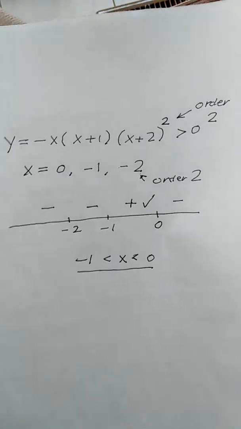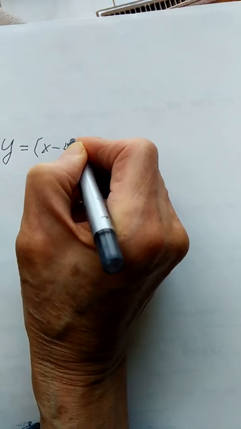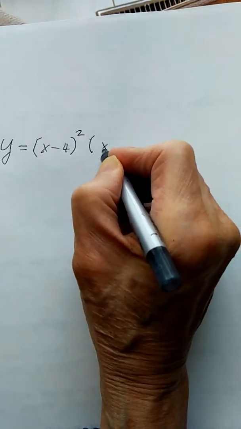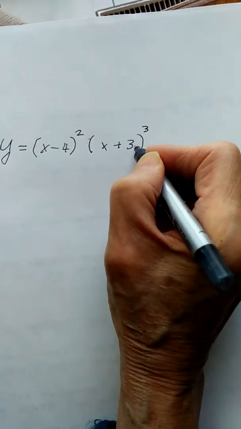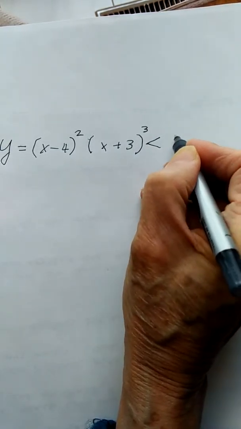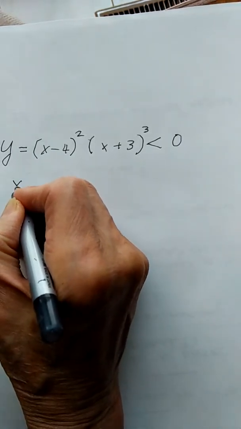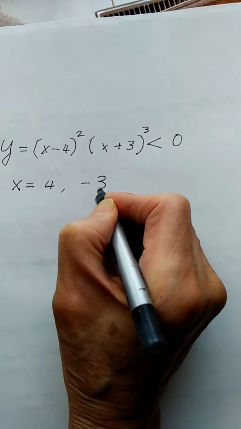Next example. The next example, we have y equals (x minus 4) squared, and this bracket goes to order 2. And (x plus 3) cubed, so this zero is order 3, less than 0. Let me write down the zeros. The zeros are x equals 4, x equals -3.